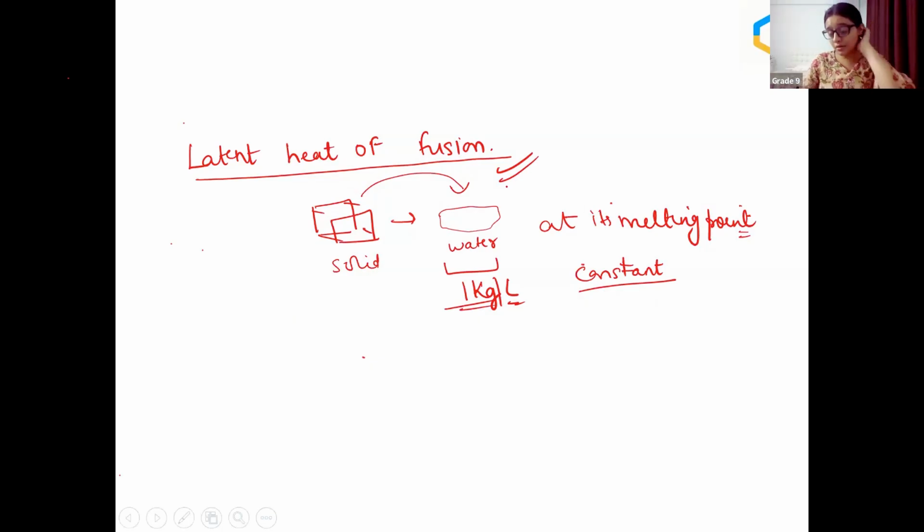Students, are you able to get my point or no? At a constant temperature, when 1 kg of solid is turned into liquid, that is known as latent heat of fusion. The temperature will not change at its melting point. That is known as latent heat of fusion. Anybody, any doubt? Because this is important, students.